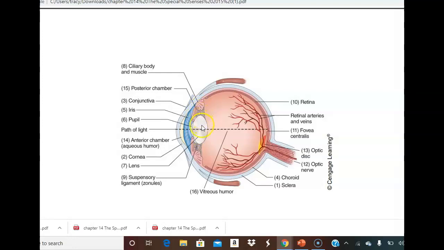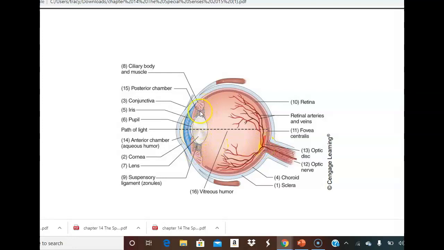And once again, these suspensory ligaments can relax or contract and allow this area to stay kind of roundish, or it could flatten it out. Okay, and once again, this works in conjunction with the cornea and the other fluids to help refract and bend light so that it's focused on the eye.